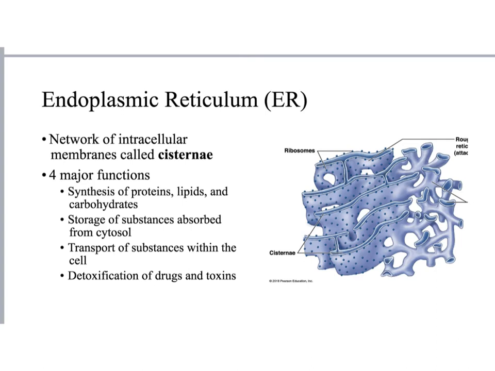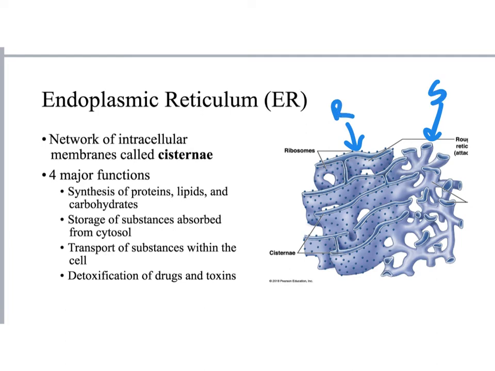Okay, endoplasmic reticulum, or ER, comes in two forms. It can be smooth or it can be rough. You see the rough on this side because the ribosomes are attached to it, and I mentioned that earlier. And you see on this side, this is the smooth because there are no ribosomes attached.